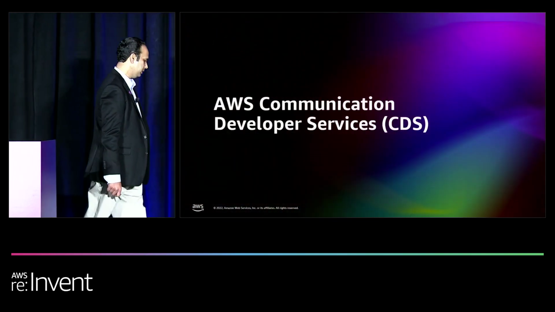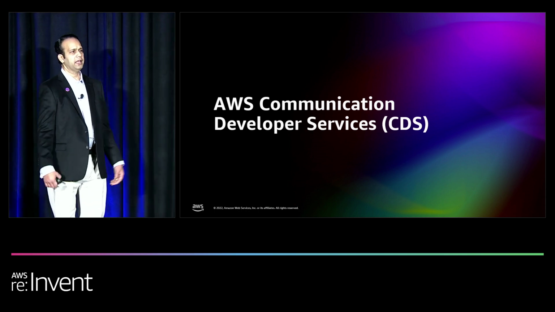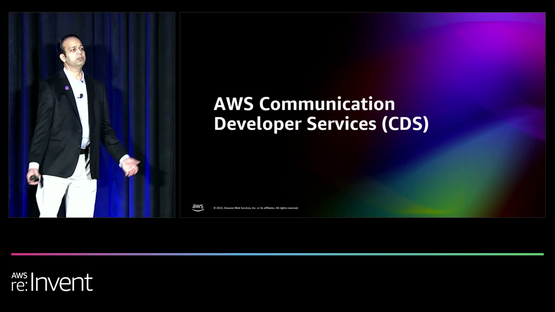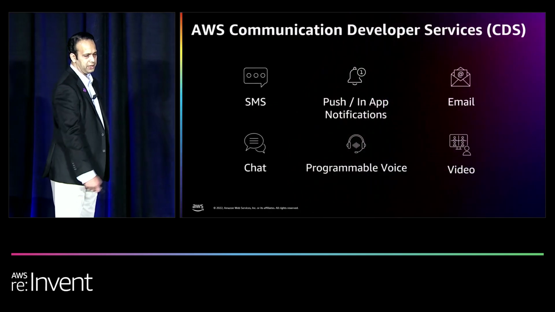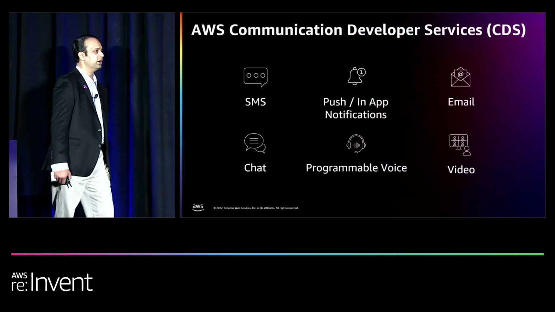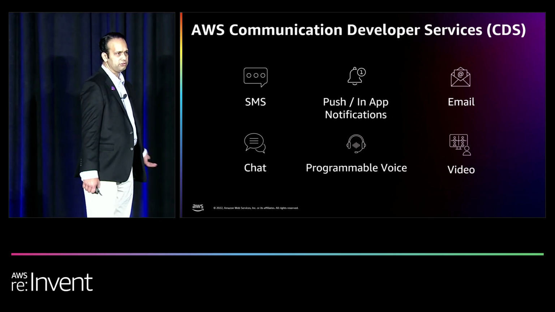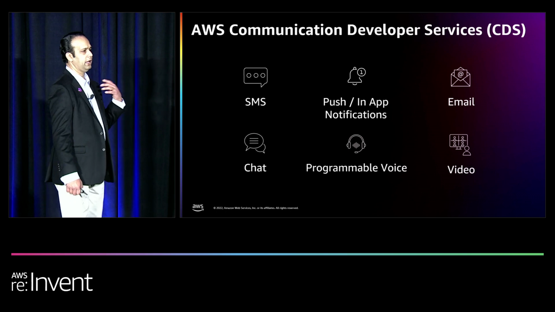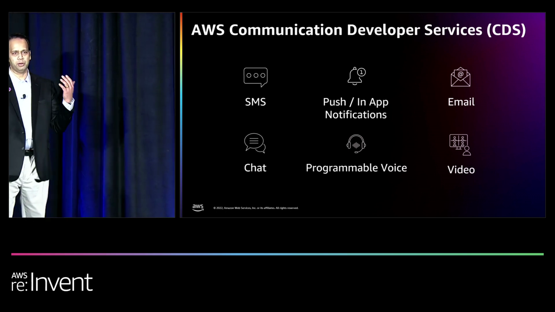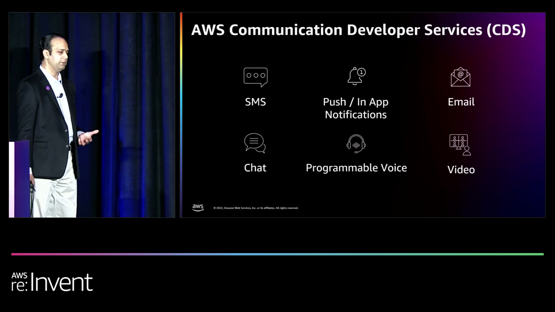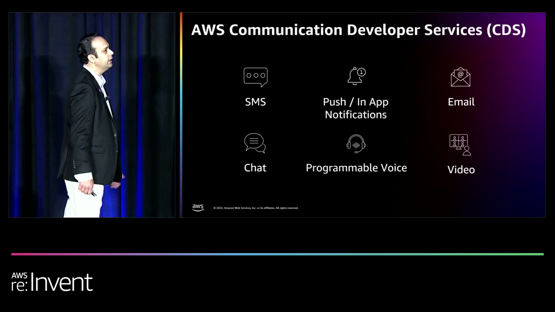So SES is actually one service out of 3 in a category called AWS Communication Developer Services. Communication Developer Services basically powers a number of different workloads. These workloads span everything from simple messaging services, so SMS and text notifications, in-app notifications via, for example, Apple push notification services, APNS, SES, programmable voice and video.